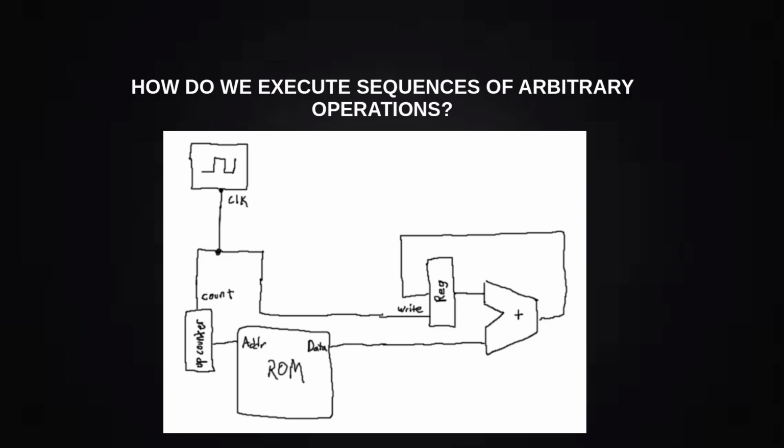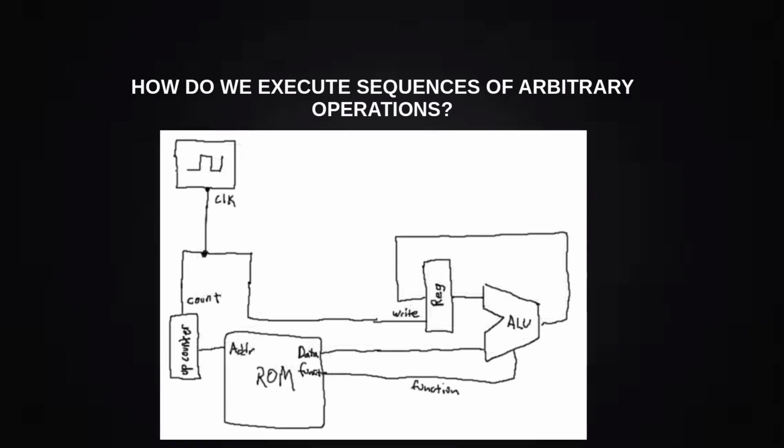Perfect if we just want to sum things, but what about performing other operations? Well, if we replace the adder circuit with an ALU, and then add some function select information to the ROM, we can not only perform sequences of any length, but of any order of operations as well.